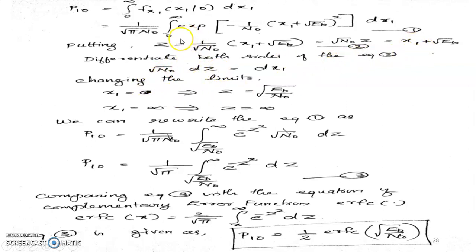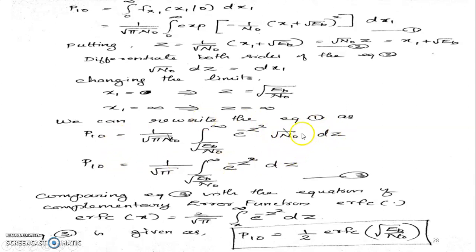Next we have to find the limits corresponding to the z variable. So changing the limits, when x1 is equal to 0, where x1 is the integration variable, substituting x1 is equal to 0 here, we get z is equal to root eb by n0. Then x1 is equal to infinity gives z is equal to infinity. So we can rewrite the expression as P10 is equal to 1 by root pi n0 integral root of eb by n0 to infinity e raised to minus z square root n0 dz.